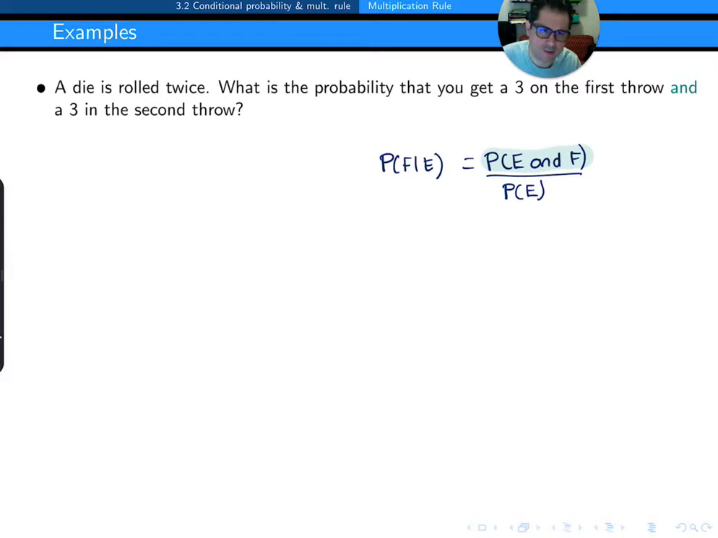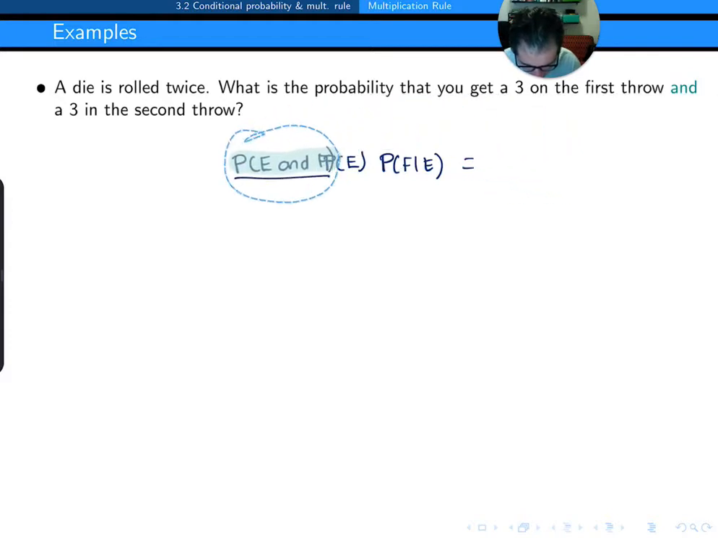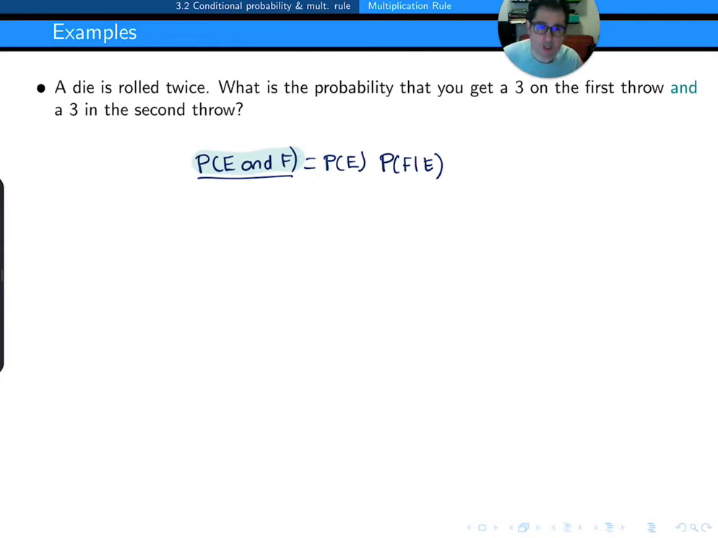I'm going to solve for that. If I want to find that, why don't I multiply by this denominator? Multiplying has the effect of canceling on that side and showing up on the other side. So now I have this nice formula that says the probability of E and F, which is what I'm asked to find, is equal to the probability of E times the probability of F given E. This is called the multiplication rule.